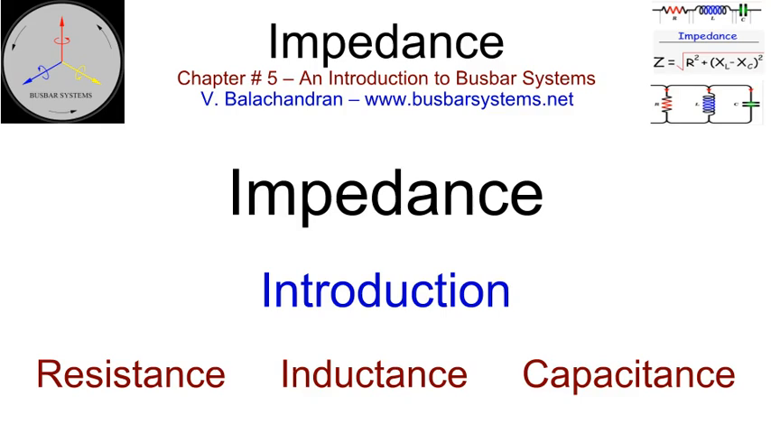Impedance. Introduction. The impedance of a busbar system comprises three components: resistance, inductive reactance, and capacitive reactance. In a DC circuit, the steady-state current will be proportional to the applied voltage and depends only upon the resistance. Inductance and capacitance also play a part in transient conditions when switching on and off a circuit.